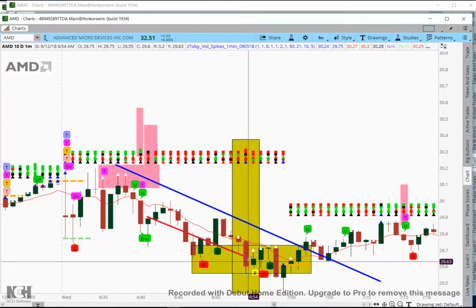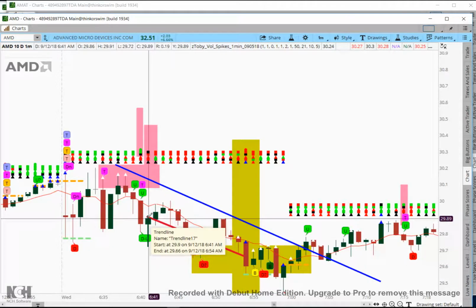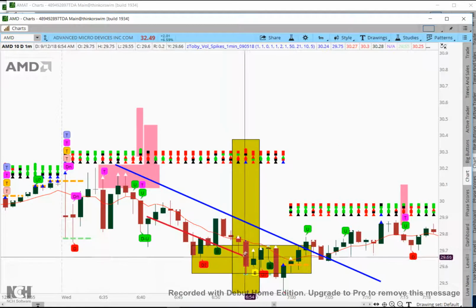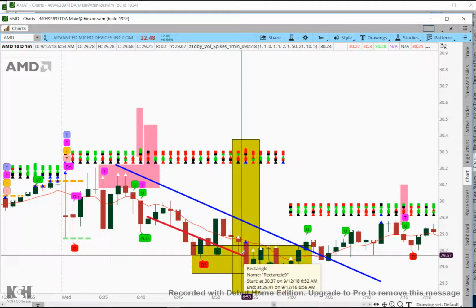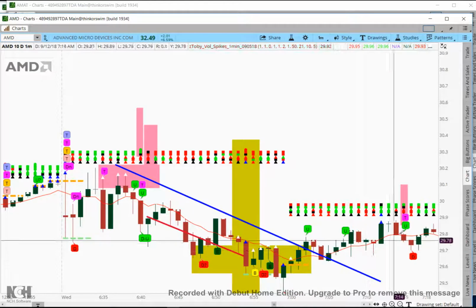And then anyways, here's my exit, and this was from here, which is 29.90, to there, 29.67. Like a 25-cent, 30-cent profit. That was my first one.